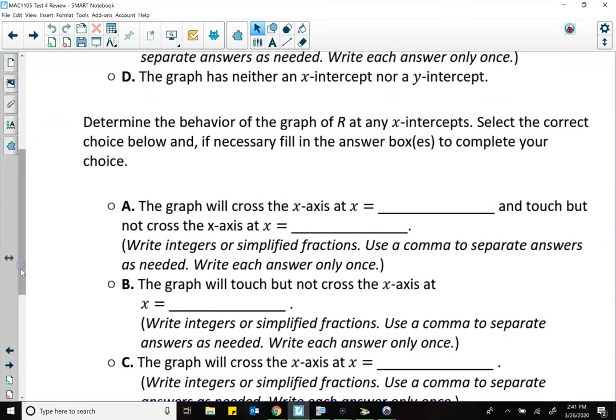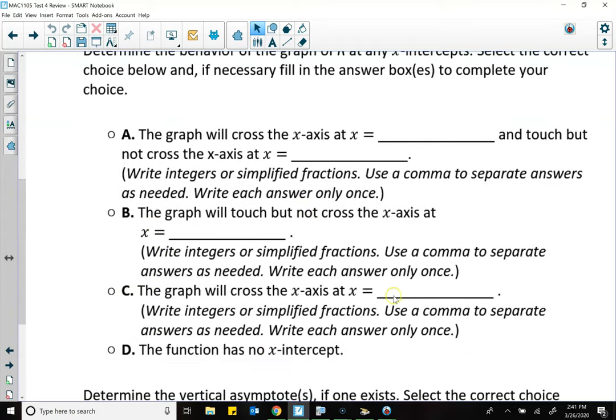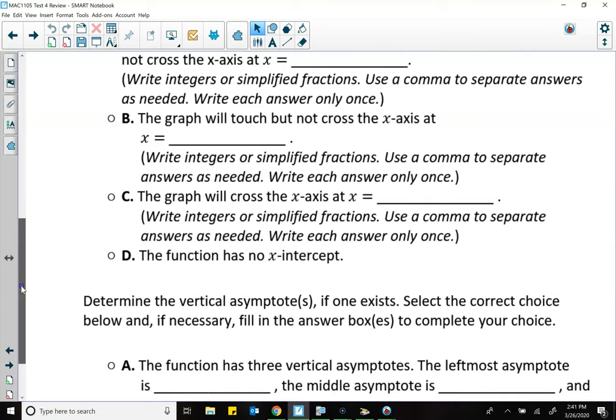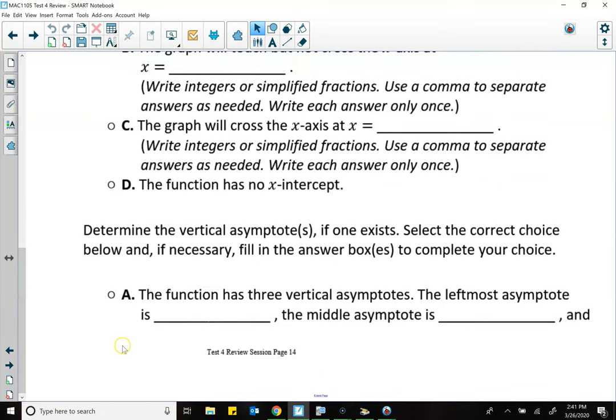Now, down below, it wants to know what's going to happen at the x-intercept. Well, it's going to cross it. Okay? Because usually we will always cross the x-intercepts. So down here, you can just come in and select C because we will cross at that x-intercept, guaranteed. All right. So you select C: the graph will cross at the x-intercept because it's an x-intercept. We're going to cross it. All right? Don't worry about touching. It's not going to touch in these. It's going to cross. All right?